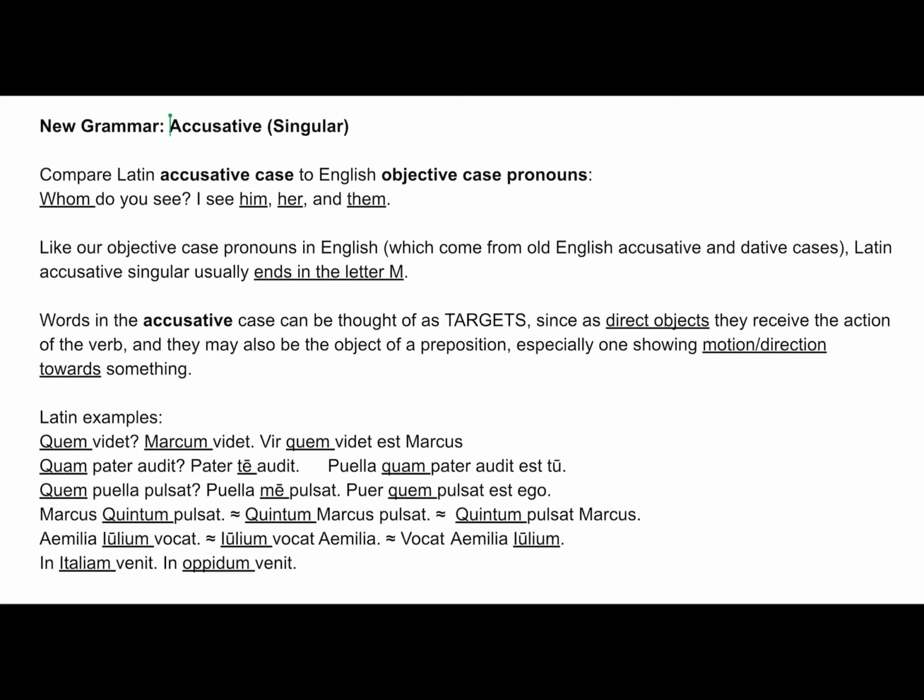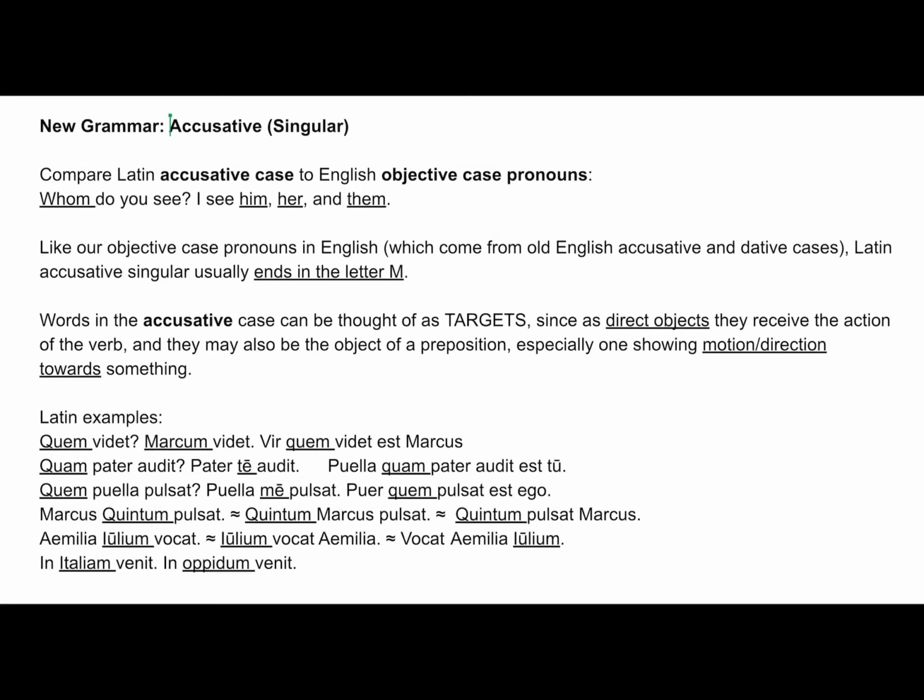Let's look at some Latin examples, and I will translate these so you can understand them. I have the key accusative Latin words underlined, and these are all going to be accusative singulars. Quem videt? Whom does he see? Marcum videt? He sees Marcus. One quick note: because of the T ending, the verb videt understands a he, she, or it subject. So I could have also translated, whom does she see? She sees Marcus.